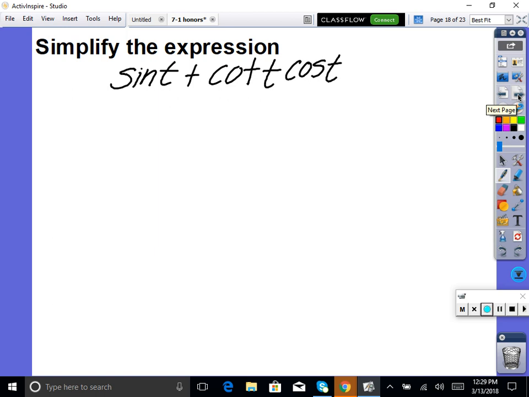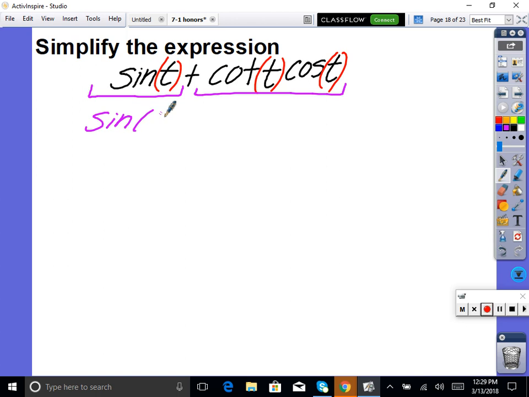All right, back to simplifying the expression. So using trig identities, we have sine of t plus cotangent of t times cosine of t. Let's throw in some parentheses. This is where they start to get, like I said, a little bit more advanced here. Okay, sine of t looks pretty good to me. It's one of the originals. It's not a fraction. I'm going to just wait right now on that one. So let's move over here. What does that simplify to be?